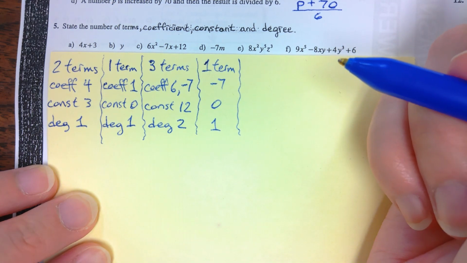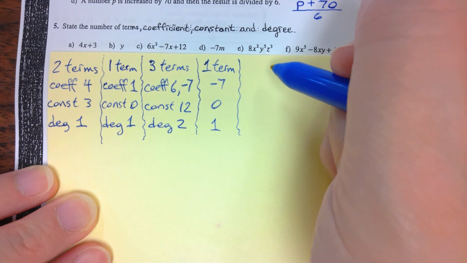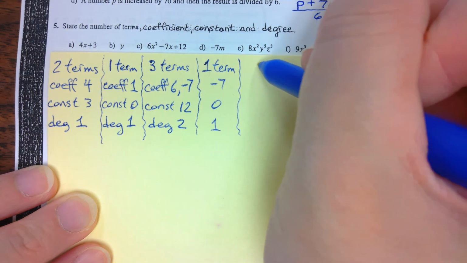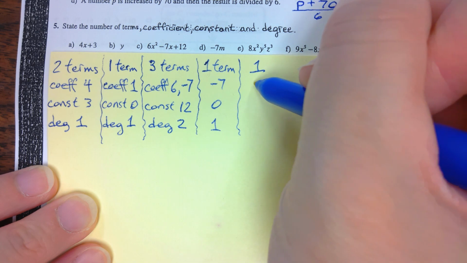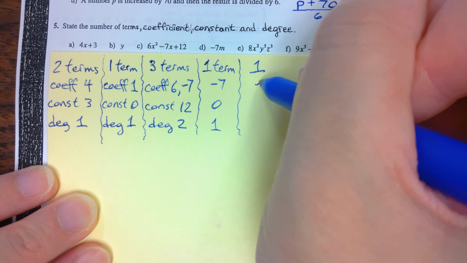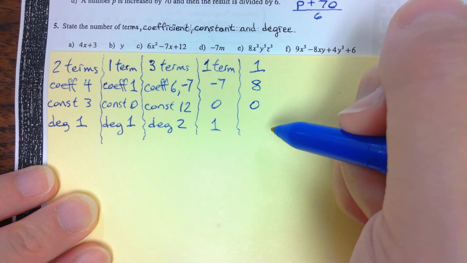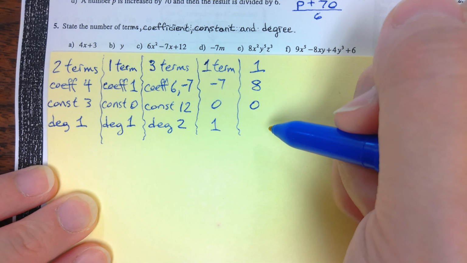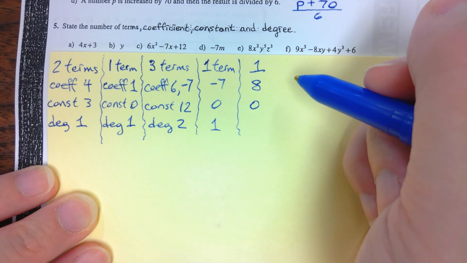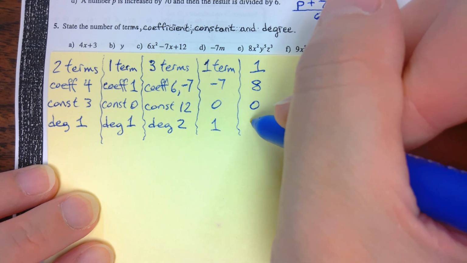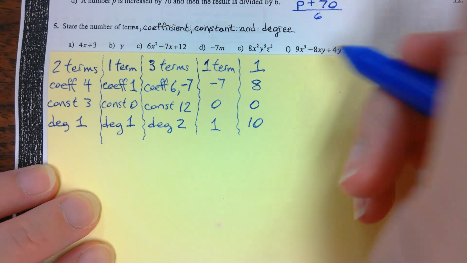Okay, E. Charles, you want to try E? Sure. Okay, so there is 1 term. Good. The coefficient is 8. Good. There is 0 constant in it. Yep. And the highest degree is 5. But this is all 1 term, so you add it up. Yep. Okay, the highest degree is 10. Yeah, that's it. Good job.